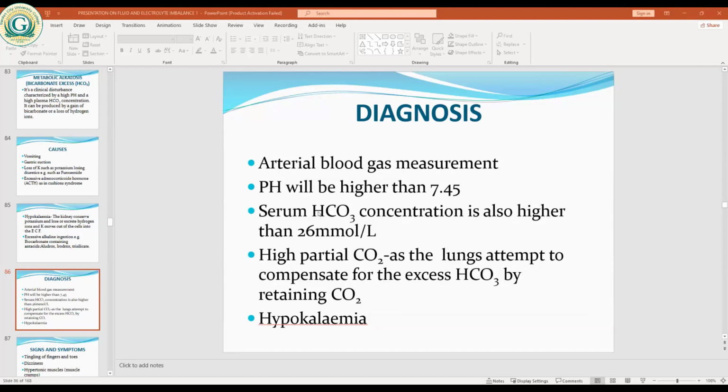Serum bicarbonate concentration is going to be higher, higher than 26 millimole per liter. High partial pressure of carbon dioxide as the lungs attempt to compensate for the excess bicarbonate by retaining carbon dioxide. So the carbon dioxide will combine with water to form carbonic acid, so you have more carbon dioxide at the lungs. Hypokalemia, we said, is always seen in alkalosis and hyperkalemia is seen in acidosis.